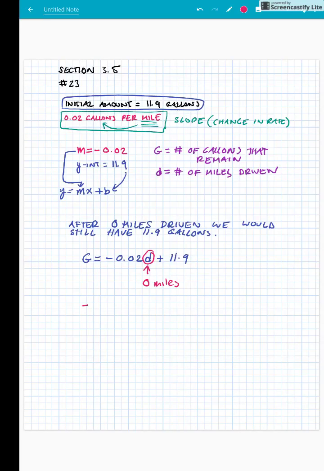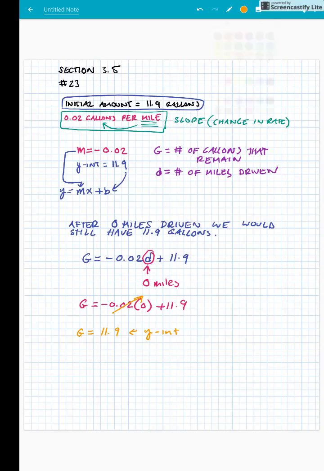G is equal to negative 0.02 times 0 plus 11.9. So the 0.02 times 0 is 0, so we don't care about that no more. So it says G is equal to 11.9. And this is our y-int, if we wanted to check for it.